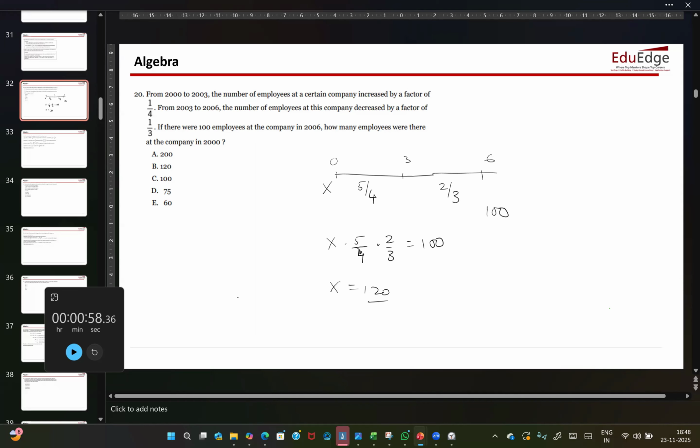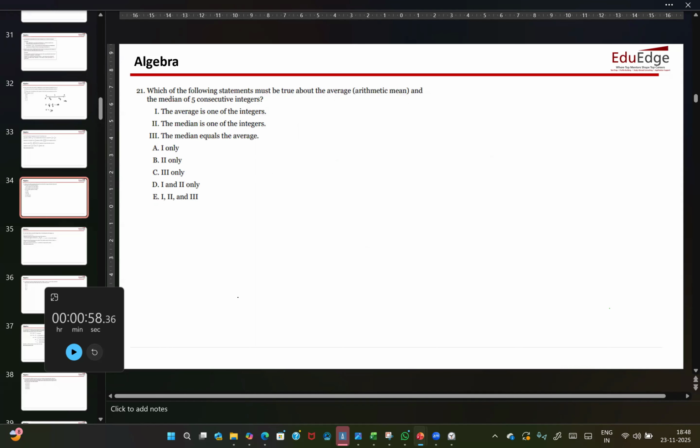All right. Correct. Okay. Good. Following statements must be true about the AM and median of 5 consecutive integers. This is actually stats, but we can still solve it. It's not difficult. Average and median of 5 consecutive integers.